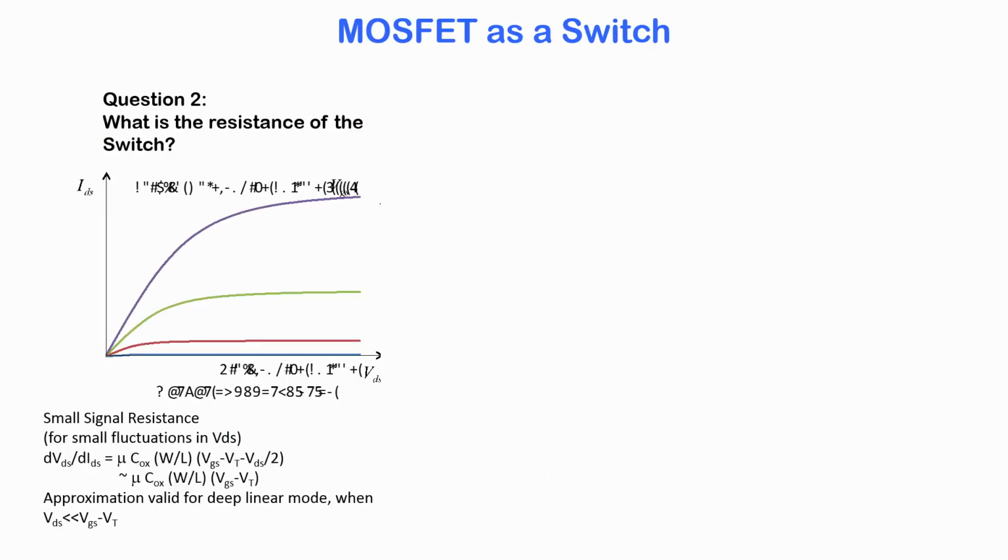Now what is the resistance of the switch? What do you mean by the resistance? What is the resistance of the MOSFET switch? Do forgive this plot having all these scripts, because this is an image that was transferred from a Mac to a PC, and it generally happens to have these kinds of errors. What we are trying to show here is the output characteristics. It is VDS versus IDS. The rest of the details are not important.